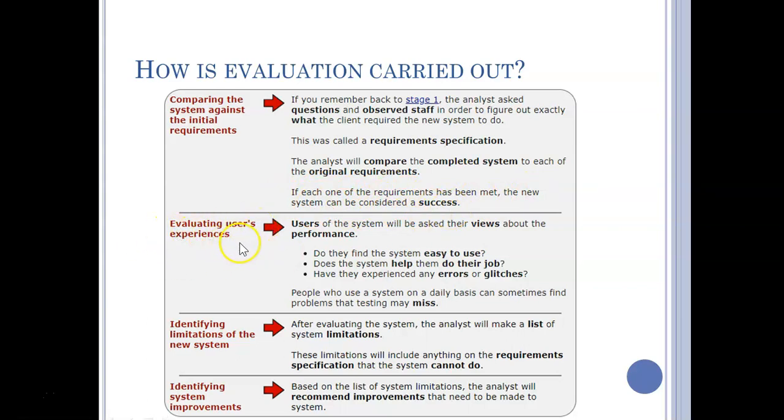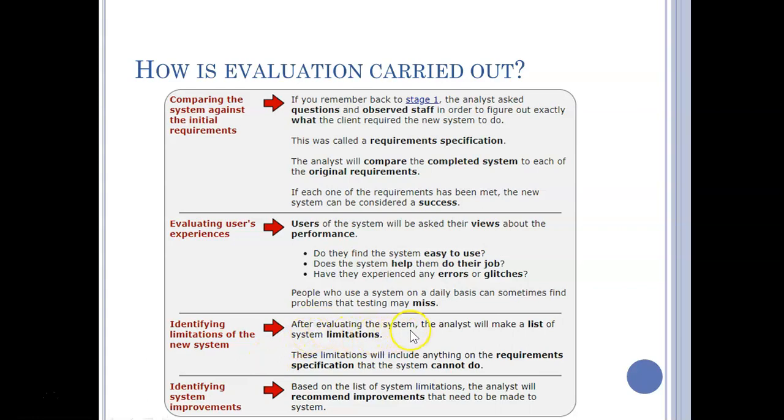Next, evaluating the user's experience. You can also talk to the users of the new system and ask them questions. Users of the system will be asked their views about the performance. Do they find the system easy to use? Does the system help them do their job? Have they experienced any errors or glitches? People who use the system on a daily basis can sometimes find problems that testing may miss. They can also identify limitations of the new system.